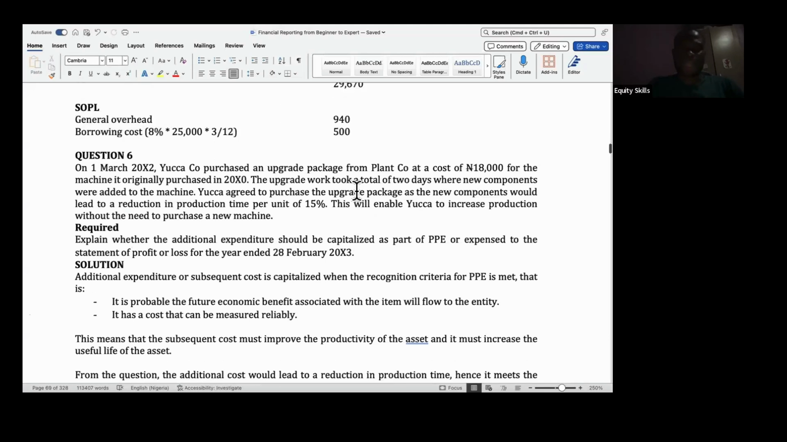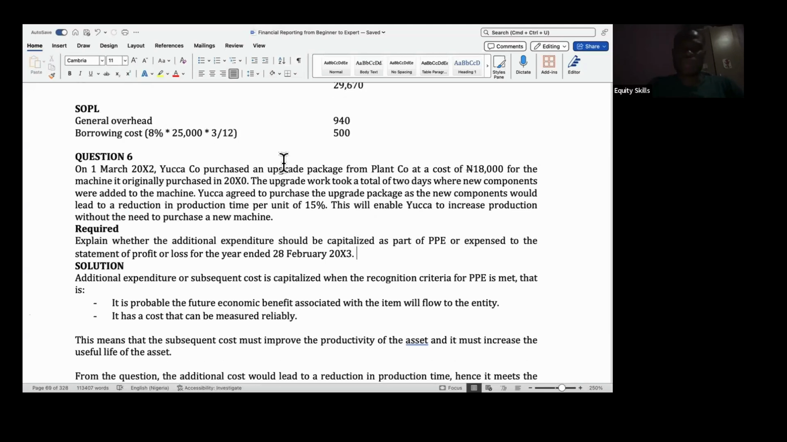Okay. So UCA purchased an upgrade package of 18,000 for the assets it purchased in 2000. So that means he has an asset before, he is now buying an upgrade on that asset. So that's like a subsequent cost.